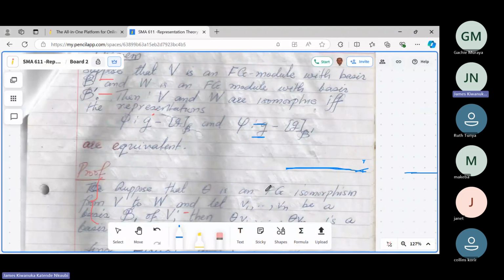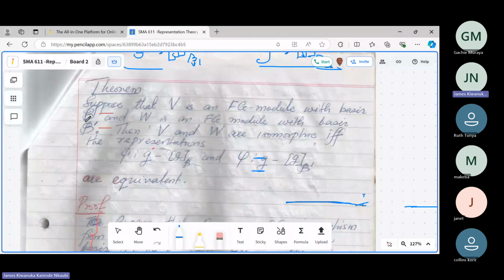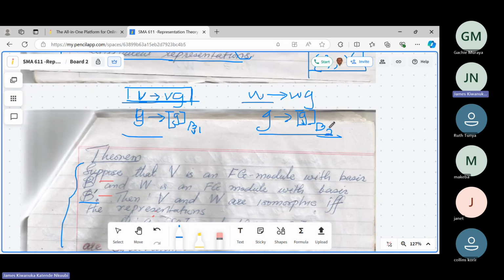So again, that is stated in the following theorem. It says, suppose that V is an FG module with basis B and W is an FG module with basis beta prime. So I need this one, I call them B1 and B2.